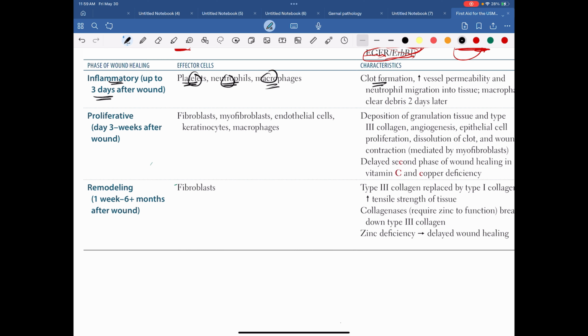Because it is the inflammatory phase, the vessel permeability is going to increase and the neutrophils migrate into the tissue, and the macrophages will come after 2 days to clear the debris. So these are the important characteristics of this inflammatory phase. Then after that we have the proliferative phase, which starts after day 3 and continues for weeks after the wound.